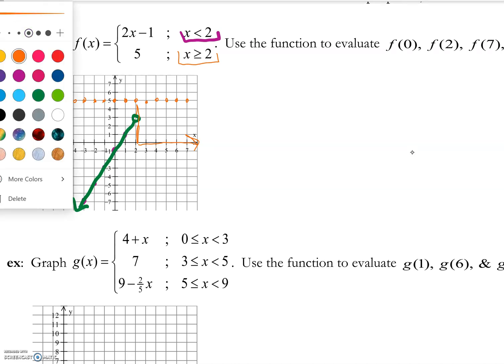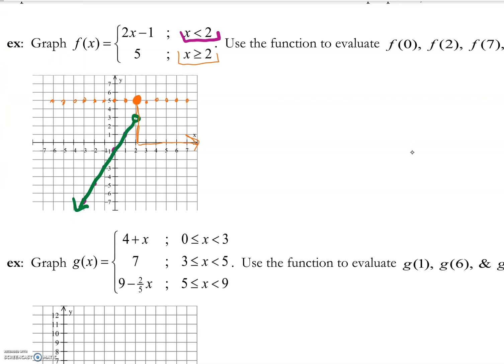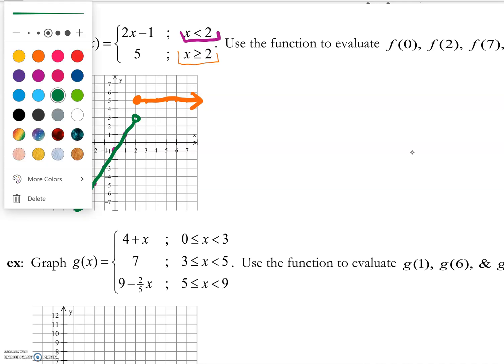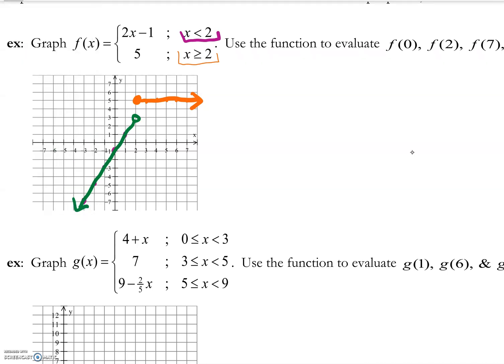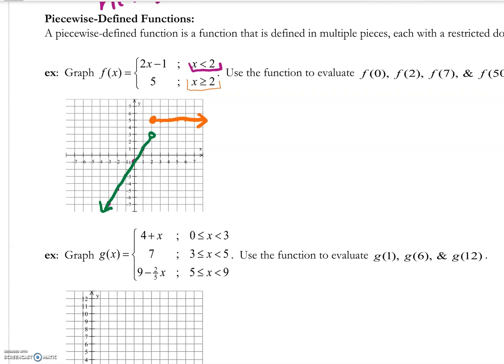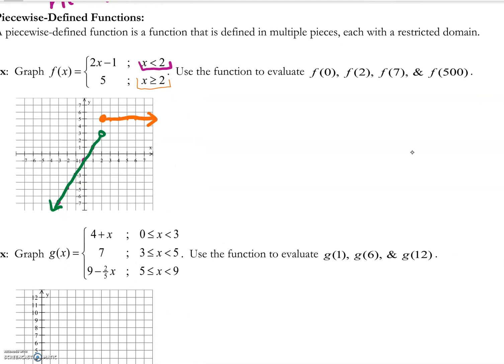So this dot would be closed since it does exist there, and we're only going to connect the dots to the right. Everything else is going to get erased. This is now my piecewise defined function. I have two separate functions, similar, but they have different pieces. One has a diagonal line and one just has a straight across line. So now my job is to use this piecewise function to evaluate f of 0, f of 2, f of 7, and f of 500.